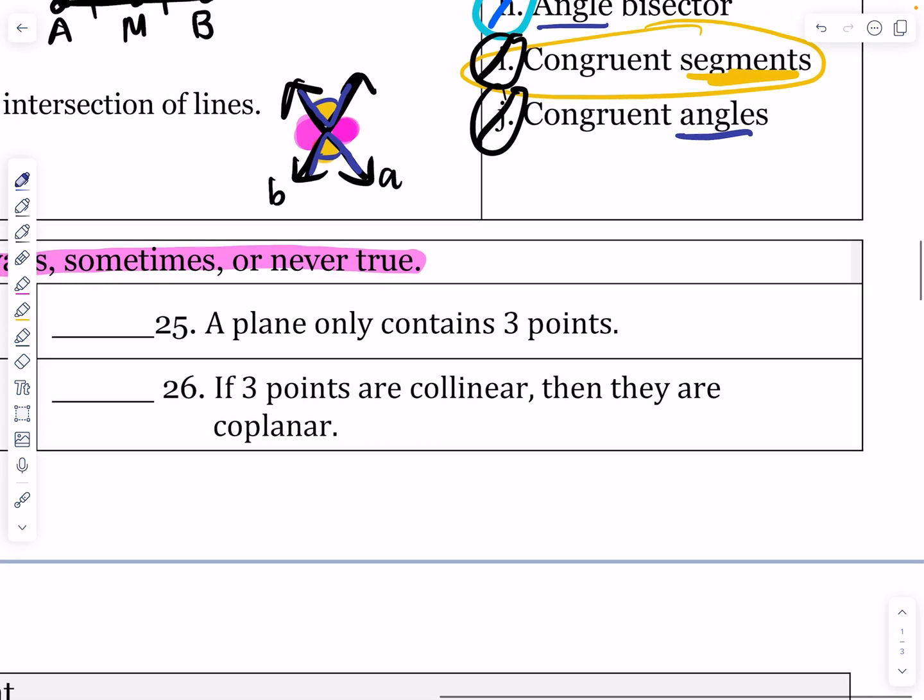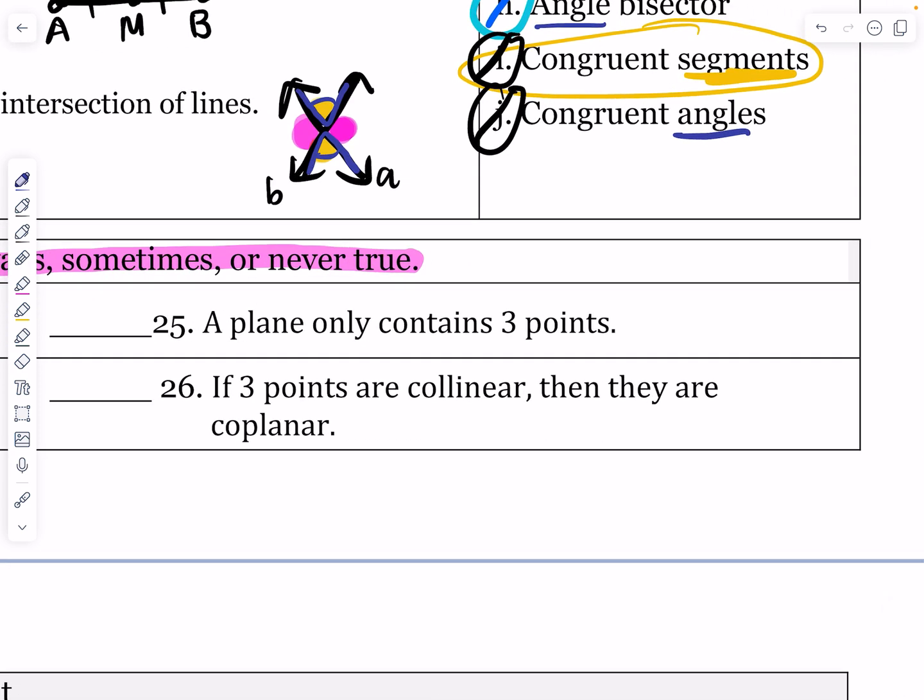Okay, a plane contains only 3 points. So let's just draw ourselves a picture. A plane contains only 3 points. We know that when we name a plane, we need at least 3 points, right? A, B, and C. Okay, so yes, that forms a triangle, A, B, C. That would help me name that plane. But are those the only points that live on that plane? No, we know that there are infinitely many points. I could add another point and call it D, or add another point and call it E, or add another point and call it F. There are a whole bunch of points on that flat surface.